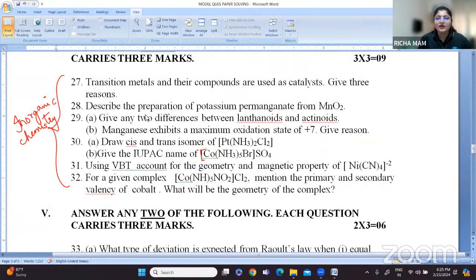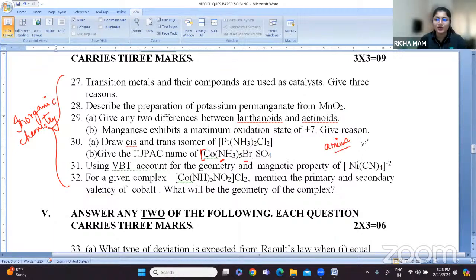Can you tell me what the IUPAC name is? Yes, students, try. I'll tell you how to write the IUPAC name. First, there are ligands. This is ammonia, and the ligand name is ammine.